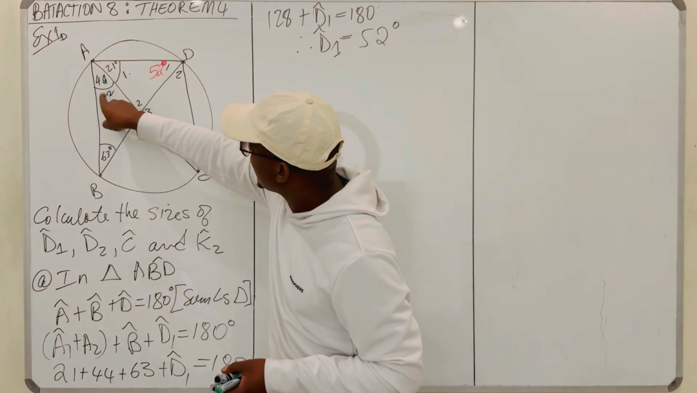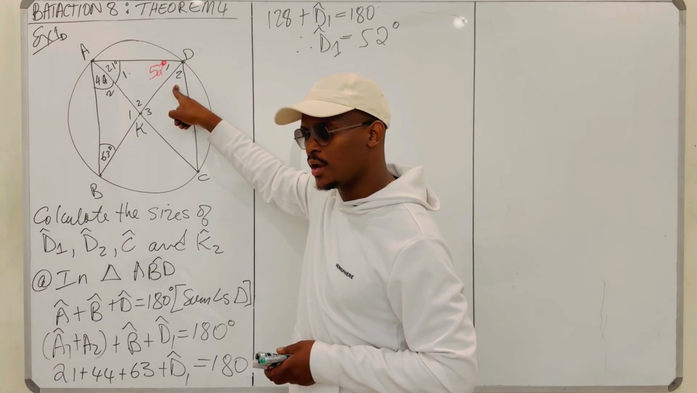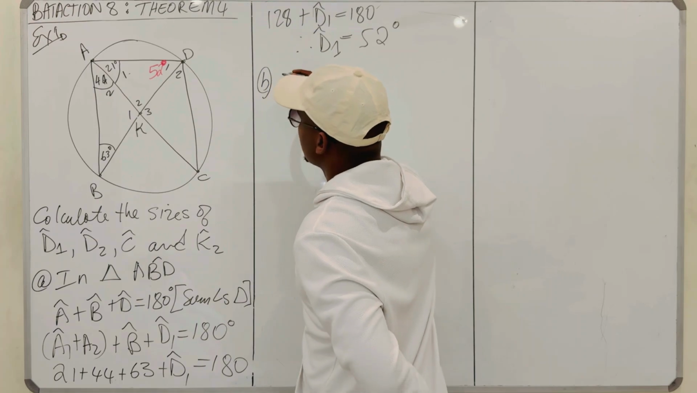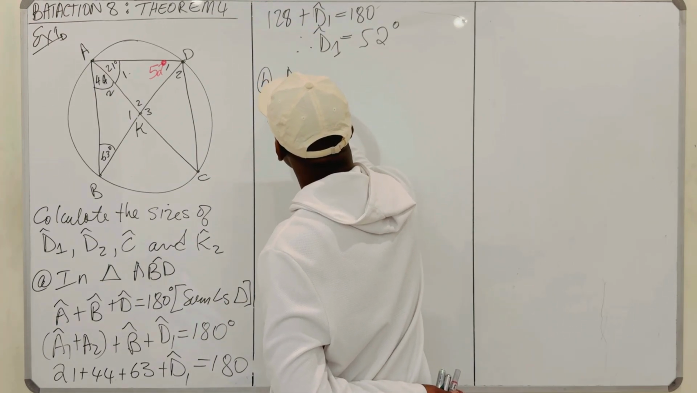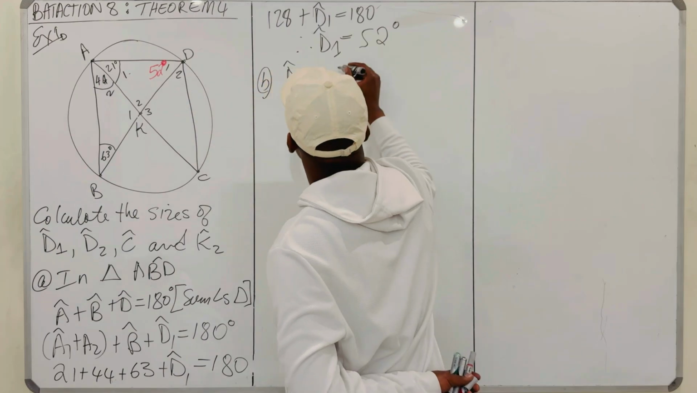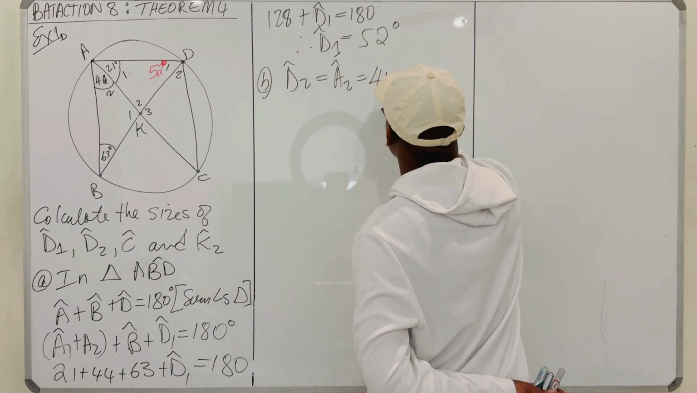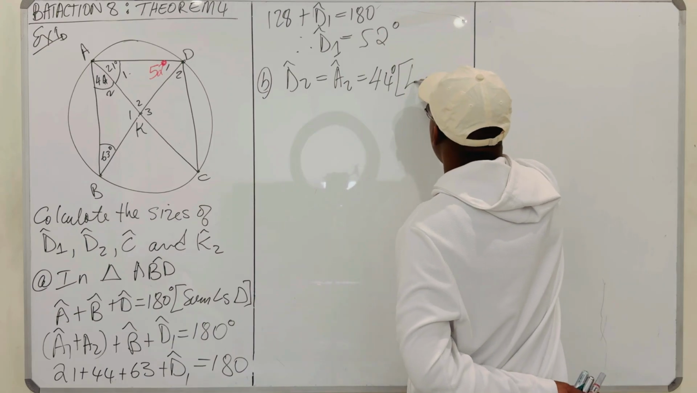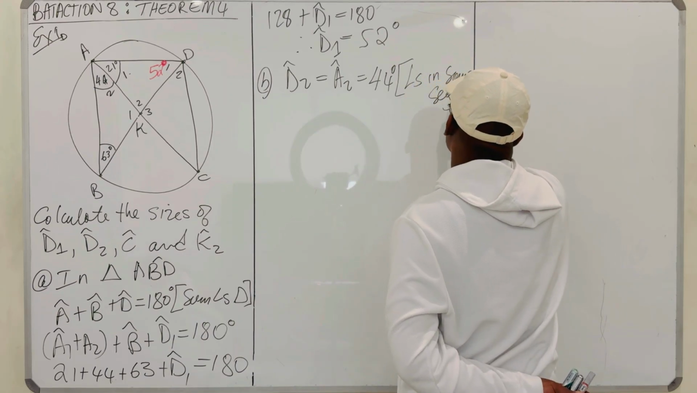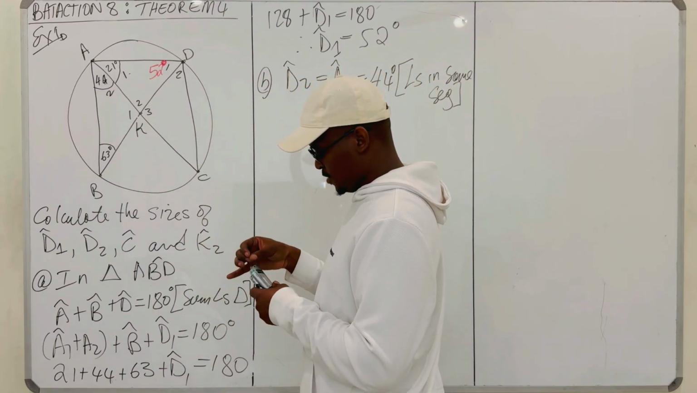So angle A2 and angle D2 are angles in the same segment. So they should be equal. So we're going to say D2 is equal to A2. And A2 is equal to 44 degrees. Reason: angles in the same segment. So that means that angle over there is 44.